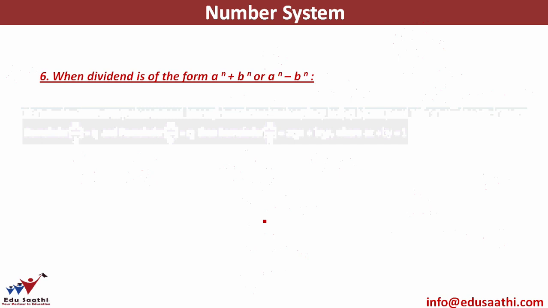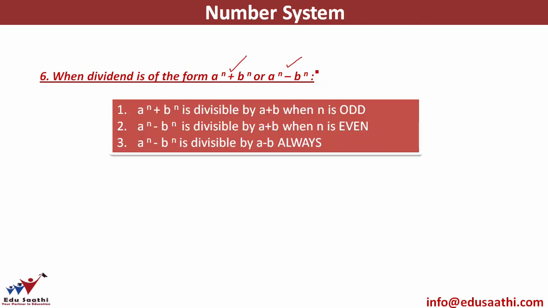When the dividend is in the form of a raised to power n plus b raised to power n, or a raised to power n minus b raised to power n, there are certain sets of rules that I'll remember. The first one being, a raised to power n plus b raised to power n is divisible by a plus b when n is odd. So when n is odd, it is divisible by a plus b. A raised to power n minus b raised to power n is divisible by a plus b when n is even. So these are the sets of rules that I'll have to take into consideration while solving the questions.